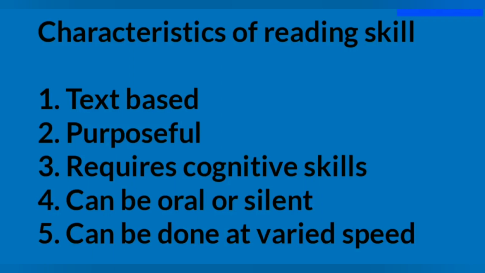And another characteristic, it requires cognitive skills. Cognitive skills means you should get it, and you should understand that particular content. Another characteristic is it can be oral. Oral means you may read it aloud, or you may read it silently. Reading can be done in both ways. And it can be done at varied speeds according to the needs, to make others understand. Sometimes he may read it speedily, and he may read it slowly.